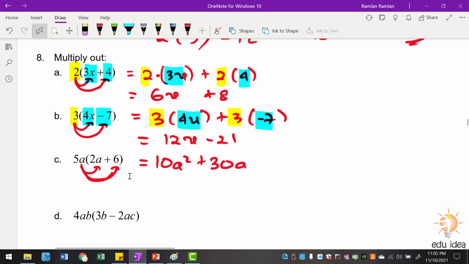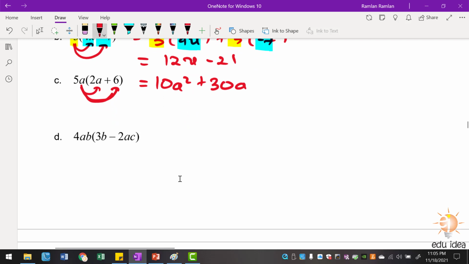Okay, number 8, last one here. We have the same thing. We're multiplying this 4ab by all of the terms inside. That will get 4ab times 3b. 4 times 3 is 12, and we have a, only one a, and then we have b times b, which is b squared. And then the next one is 4ab times minus 2ac.